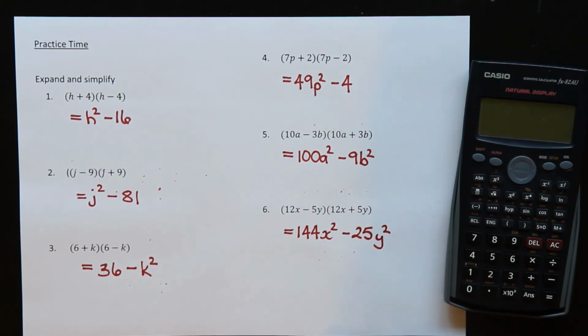So hopefully you're finding those pretty straightforward. The real trick to these questions is when you get all your different types of expanding all mixed up. Then you have to be able to tell what's a difference of two squares, what's a perfect square, and when do I just have to use FOIL. So join me next time and we're going to do some mixed expanding questions, and there are even some pretty challenging ones in there.